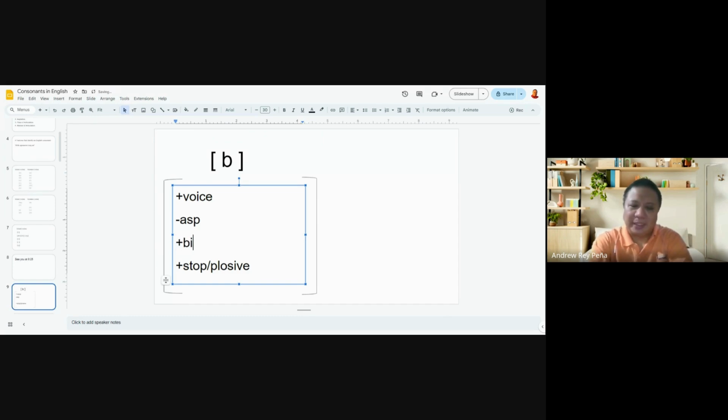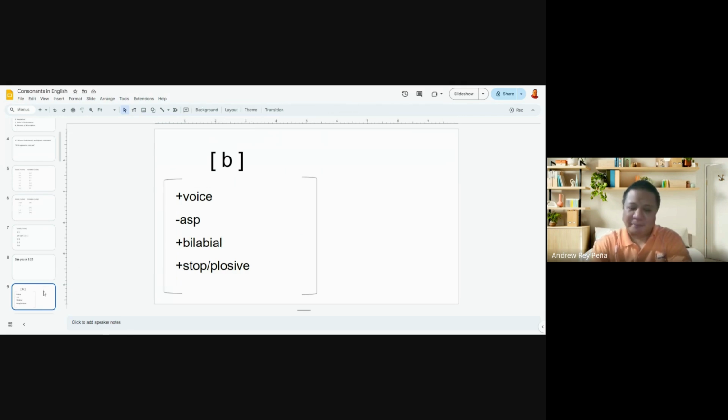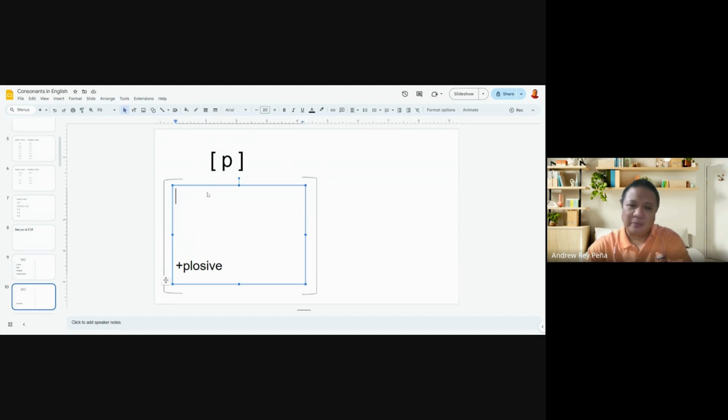And we know that it is bilabial. And so we say plus bilabial. It's a plosive. I like the word plosive, so I put it there. It's plus stop or plosive. So the B is plus voice, voiced, unaspirated, bilabial, plosive. And it has a partner, an equivalent, which is voiceless. Now for the P, we write minus voice. It's unaspirated, so we write minus asp. It's a bilabial, so we write plus bilabial. Okay, plus bilabial.